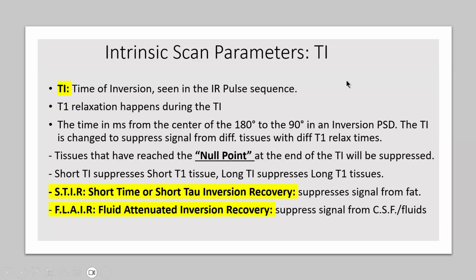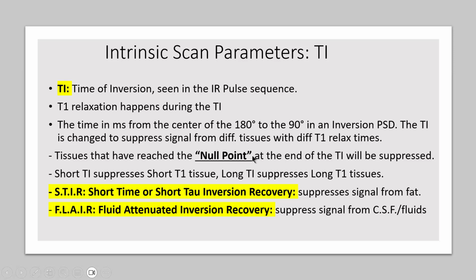Okay. The next intrinsic parameter is TI, time of inversion. You see these in IR sequences, in inversion recovery pulse sequences. So what's happening during the TI is T1 relaxation. So we flip everybody down into the 180, and then we turn off the RF and we let T1 relaxation happen. So the time in milliseconds from the 180 to the 90 in an IR pulse sequence design is the TI. And we change the TI to null or suppress signal from different tissues based on their T1 relaxation times.